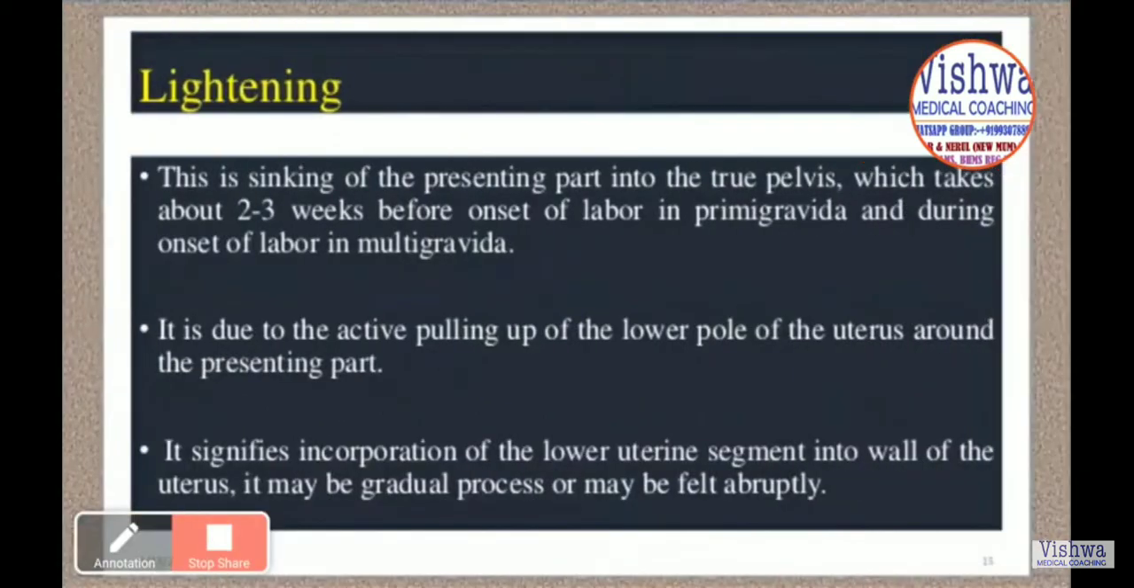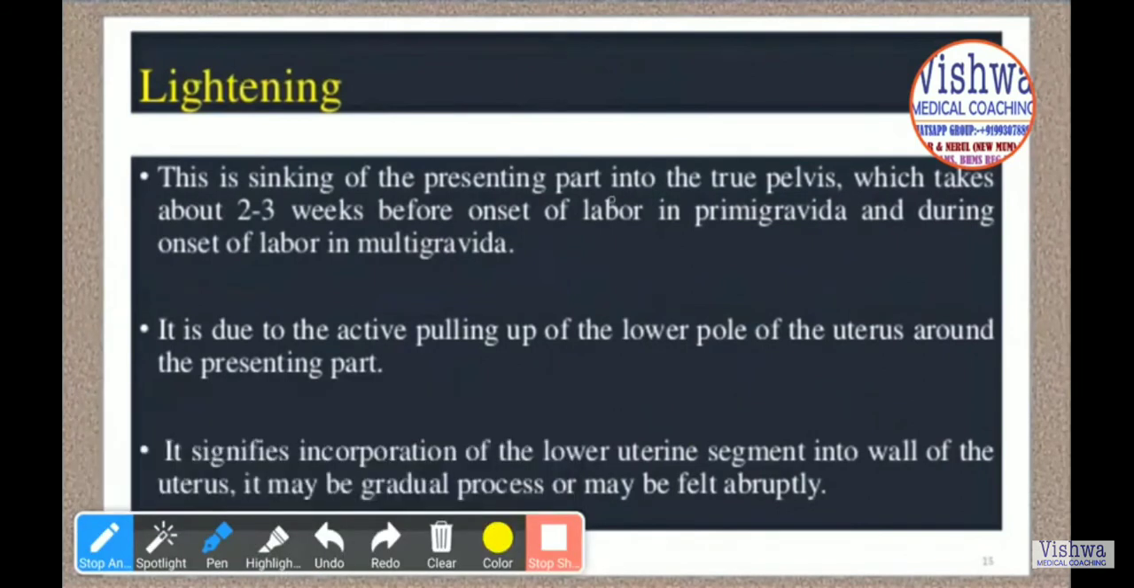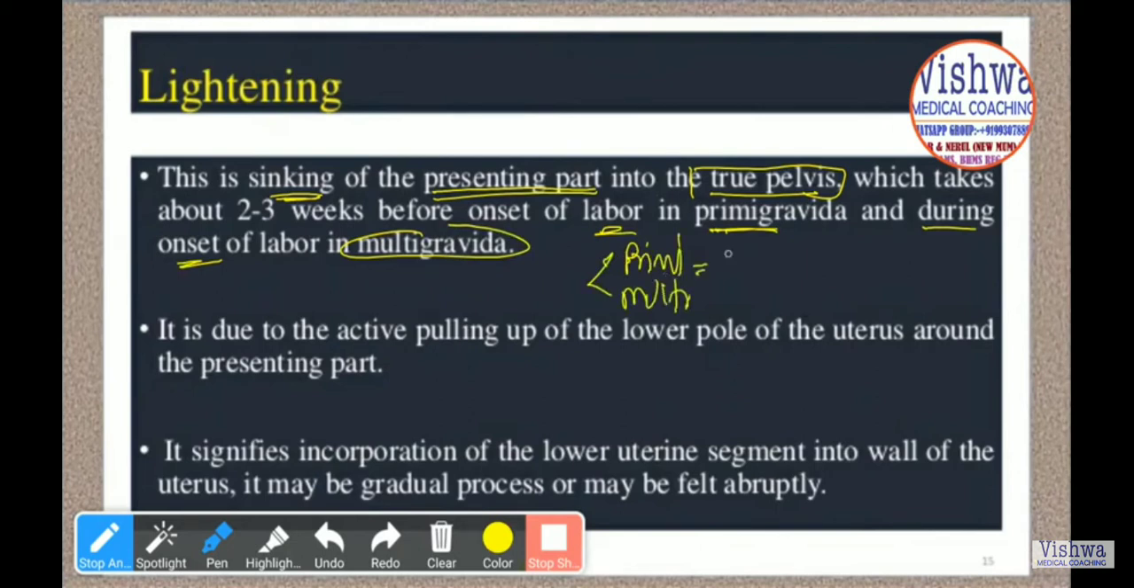And what exactly is the lightening that I was talking about? It is the sinking of the baby's head or presenting part into the true pelvis, the deep part of the pelvis, which takes place about 2 to 3 weeks before the onset of labor in primigravidas, and during labor in multigravidas. Remember, lightening occurs differently in primigravidas and multigravidas. In primigravidas it occurs 2 to 3 weeks before; in multigravidas, just before the labor.